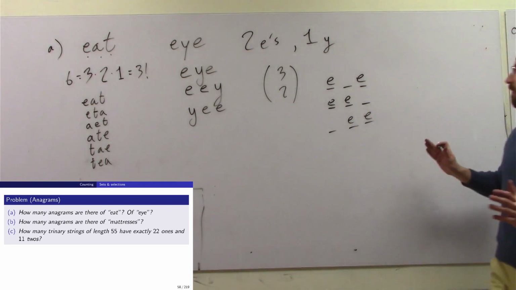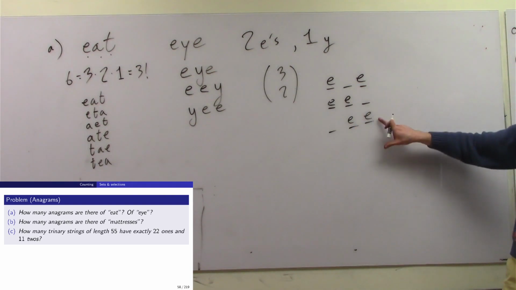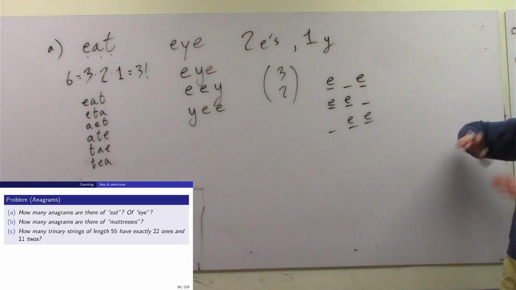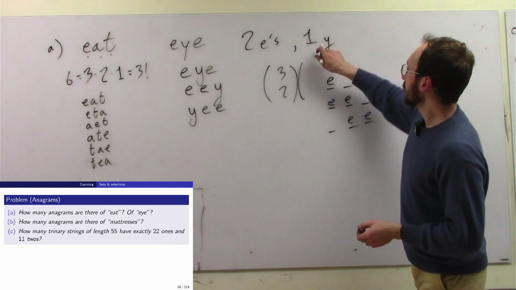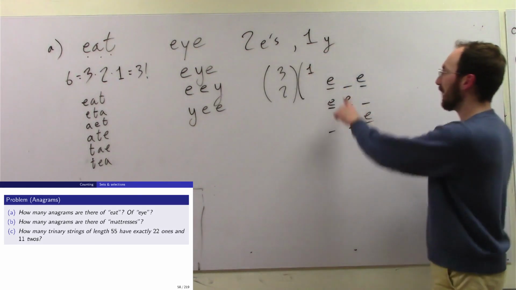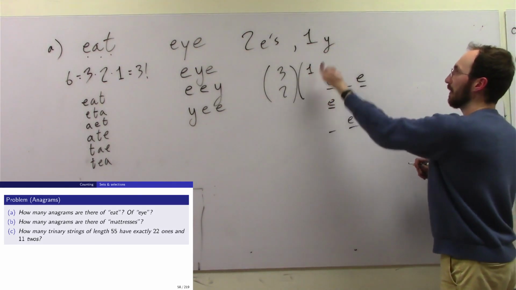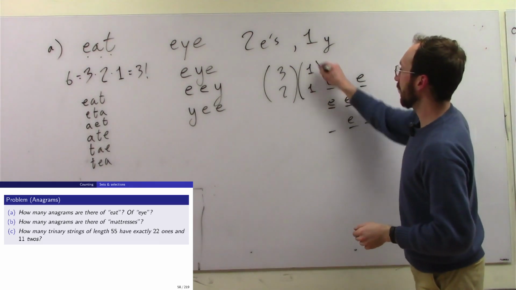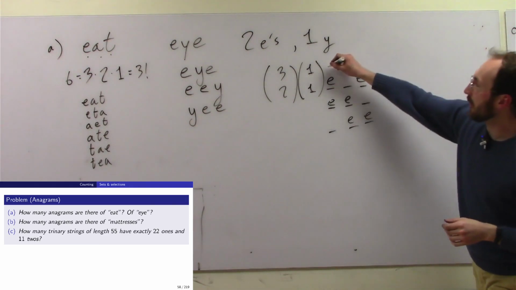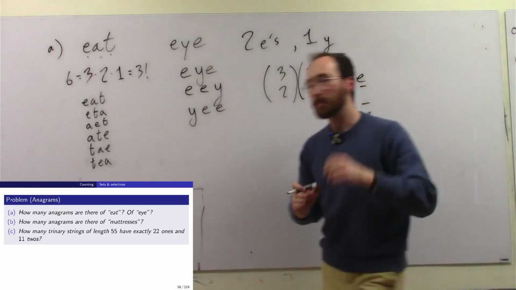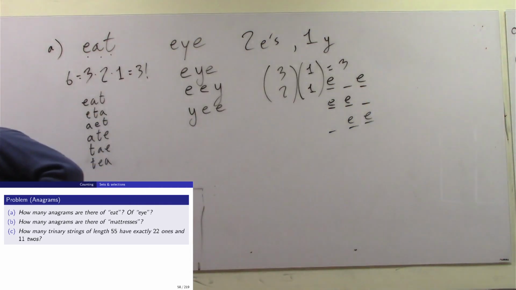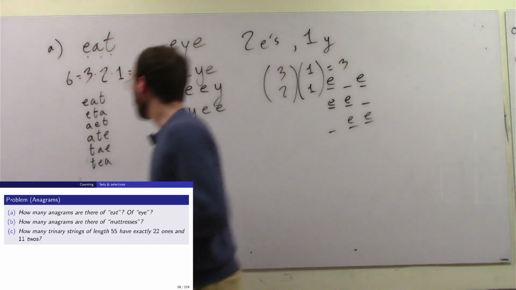And yes, there are just these three ways to choose two spots for my E's. Once I've done that, I have one space left and I only have one character left. So we actually do get just three anagrams here. Which, okay, that's our little baby example.